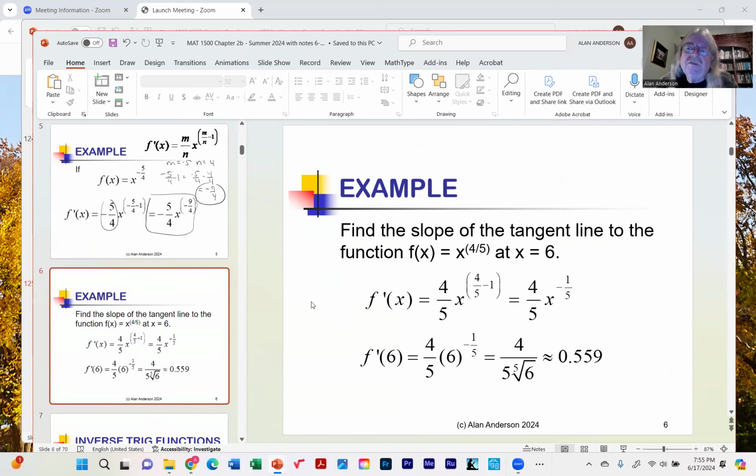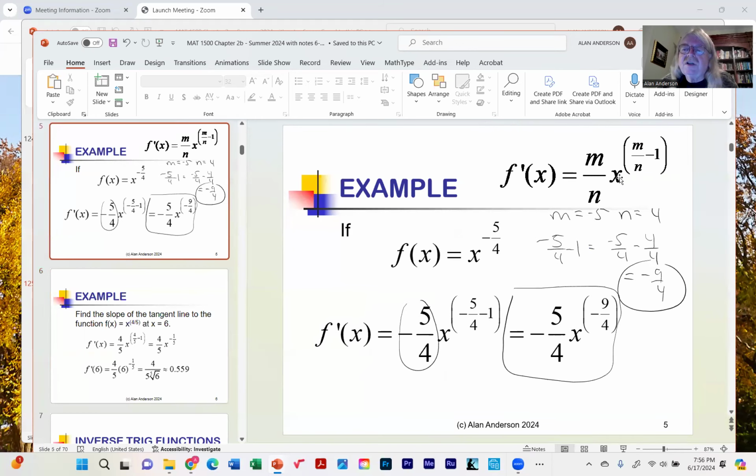Now here we're getting a little fancy. We're not asking for the derivative, we're asking for the slope of the tangent line to the function f of x equals x to the 4/5 at x equals 6. Which means what we're being asked to do here is first solve for the derivative, and then we find the derivative when x equals 6. So it's sort of a roundabout way of saying evaluate f prime of 6. And this is a two-stage process. First, find the derivative using the rule that we just discovered.